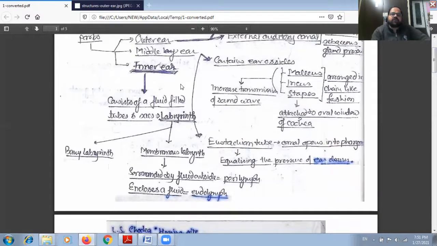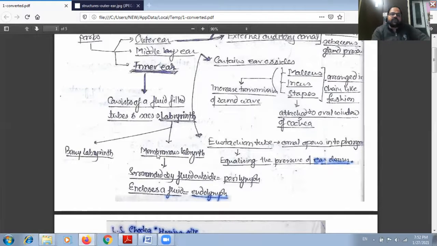Now, when we are talking about the structure of the inner ear, it consists of a fluid-filled tube and sacs. All these structures are called the labyrinth, and this labyrinth can be divided into two portions. One is the bony labyrinth and the other is the membranous labyrinth.